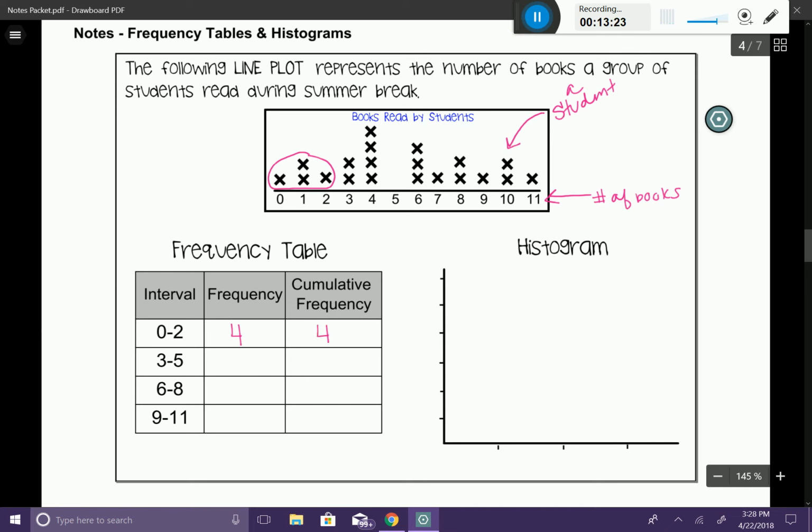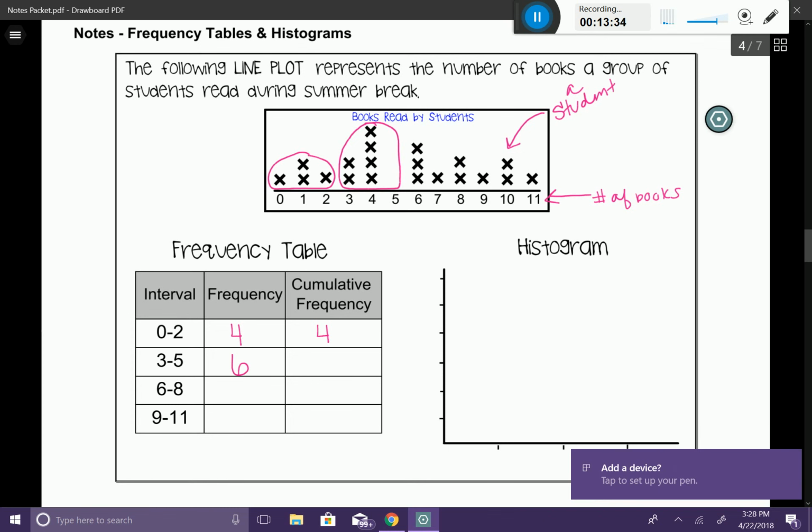All right, 3 through 5. That's going to represent everything that is in this location here, which is 1, 2, 3, 4, 5, 6. So it's going to be 6. So the cumulative frequency will be 10.